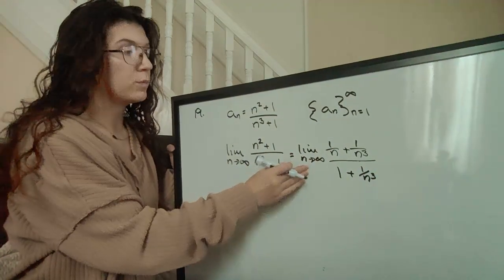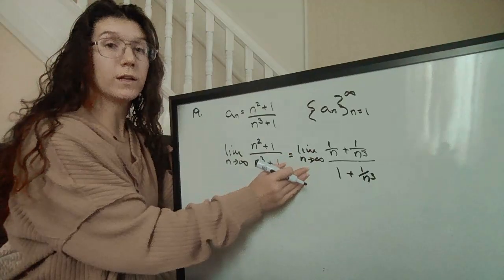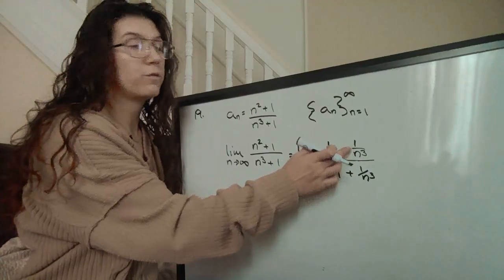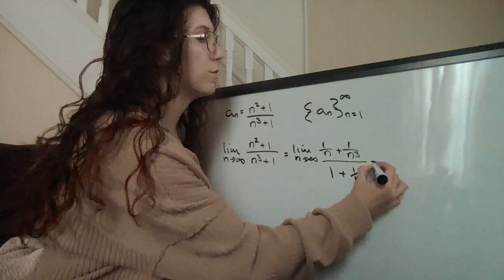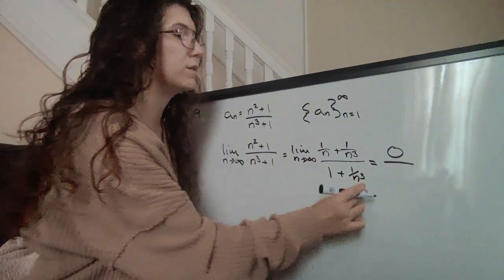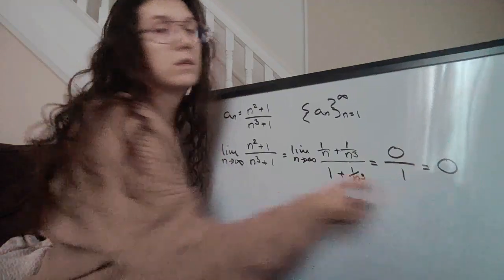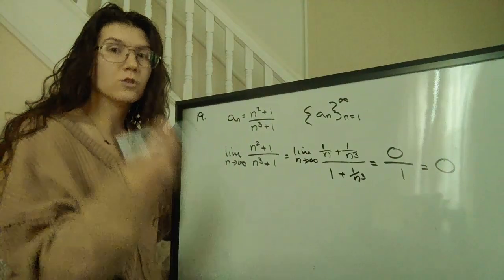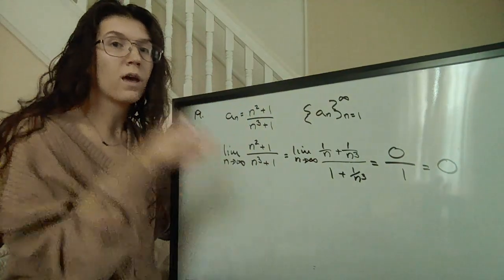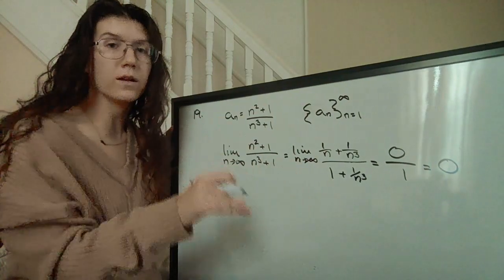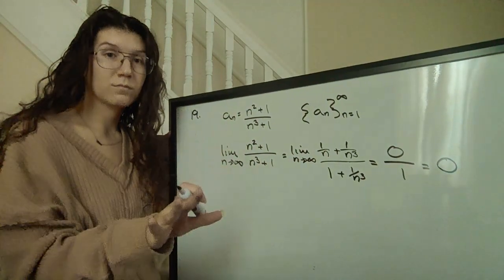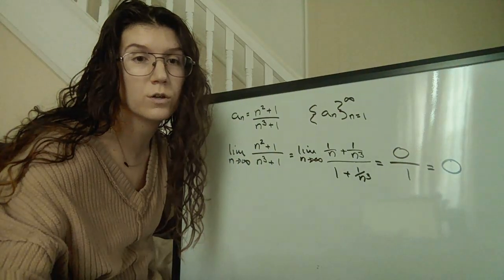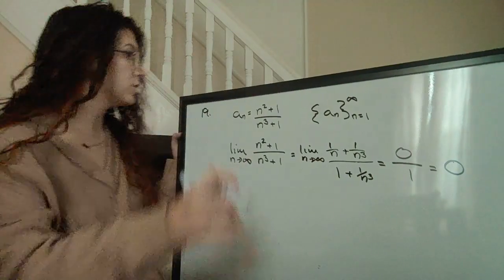And here, as we plug in infinity, all of these terms are going to go to 0 because we have 1 over infinity, 1 over infinity, 1 over infinity. So it's going to be 0 over 1 plus 0. So this equals 0. So this converges. The sequence, just the numbers itself, ends up approaching 0 as n gets really big. There we go.